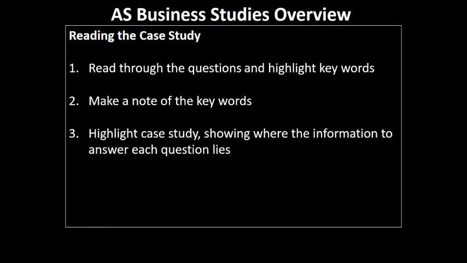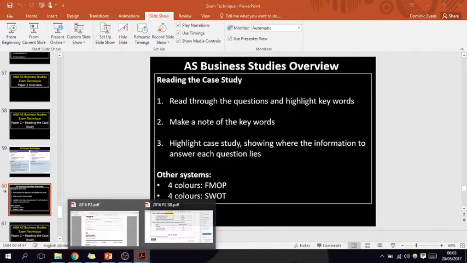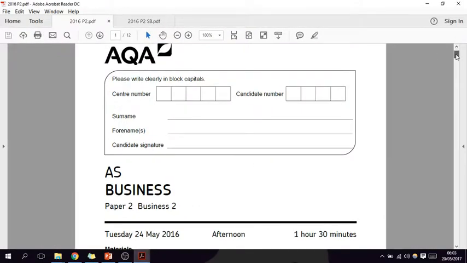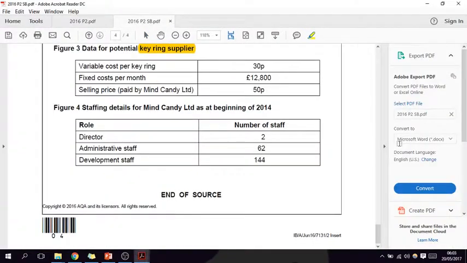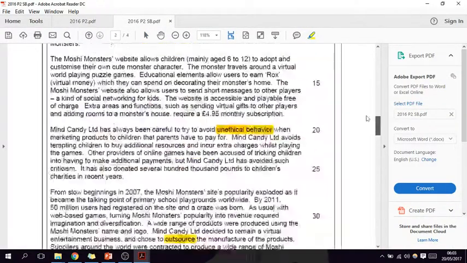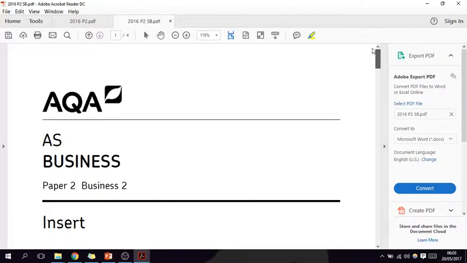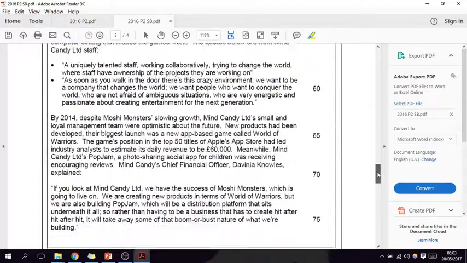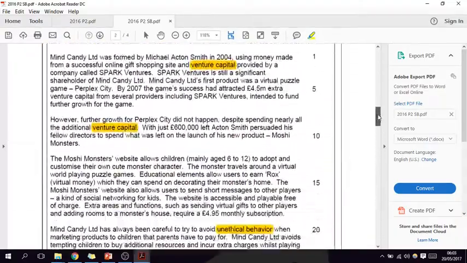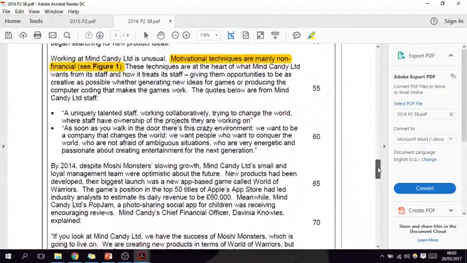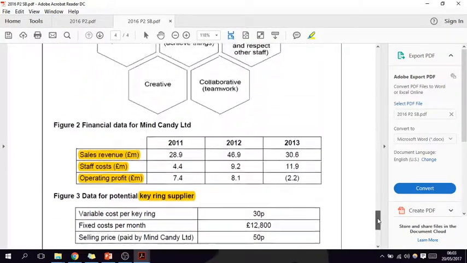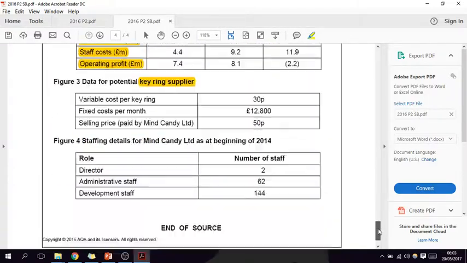I'll show you a copy of the case study. So here's the question paper. That's what it's going to look like. There's the front cover. The case study looks like this at the top, and then it's usually 2 quite full A4 pages of text, and importantly some more information on the back, some numerical data on the back.